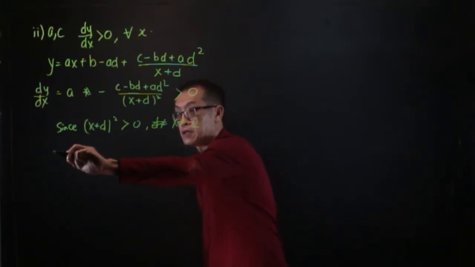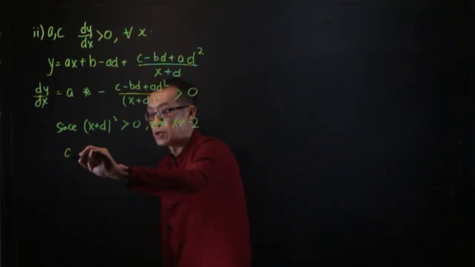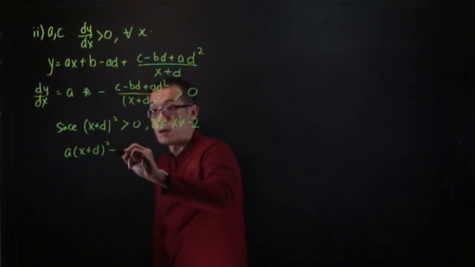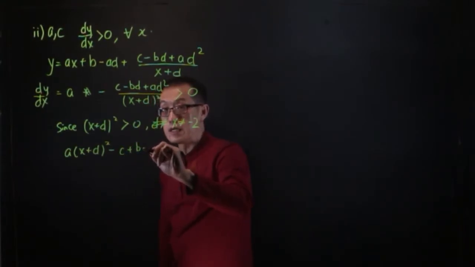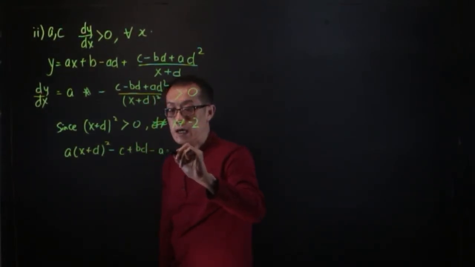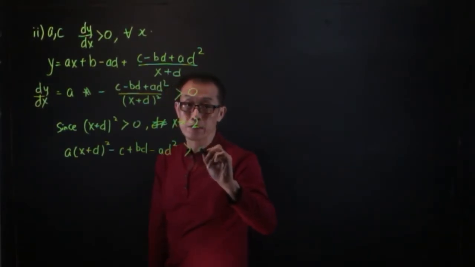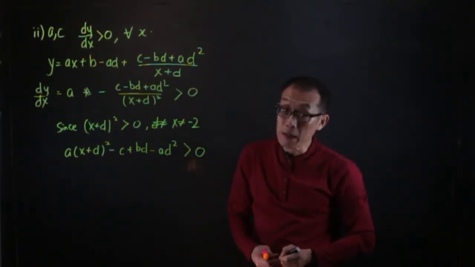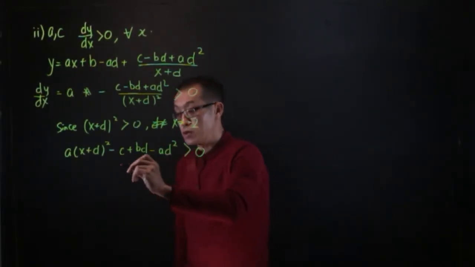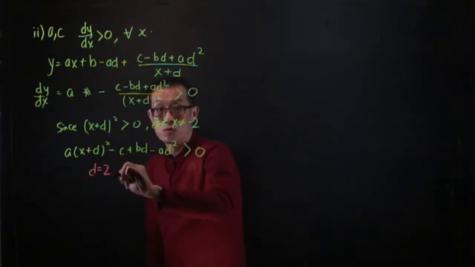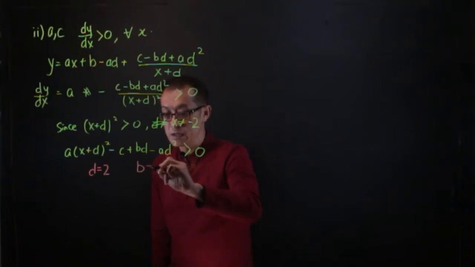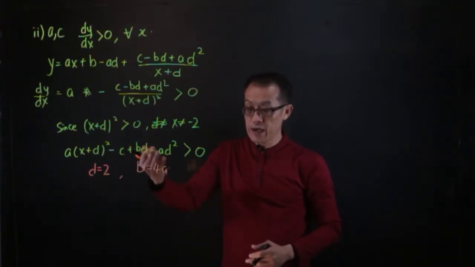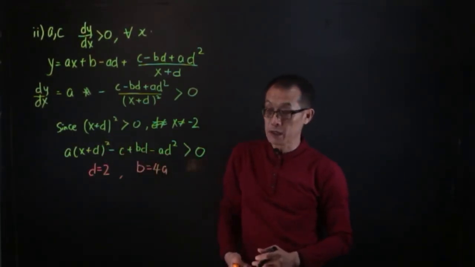Then what do you get? You get a(x plus d) squared minus (c plus bd minus ad squared) is greater than 0. Now what did we find in part 1? We found that d equals 2 and b equals 4a. Let's substitute these values into this expression to simplify it.